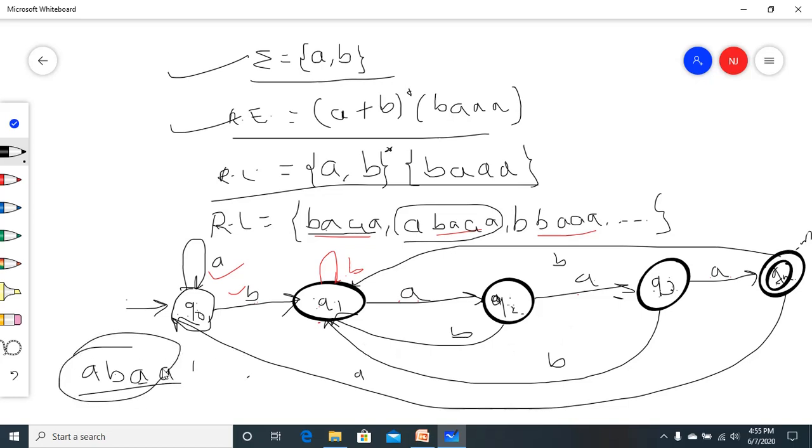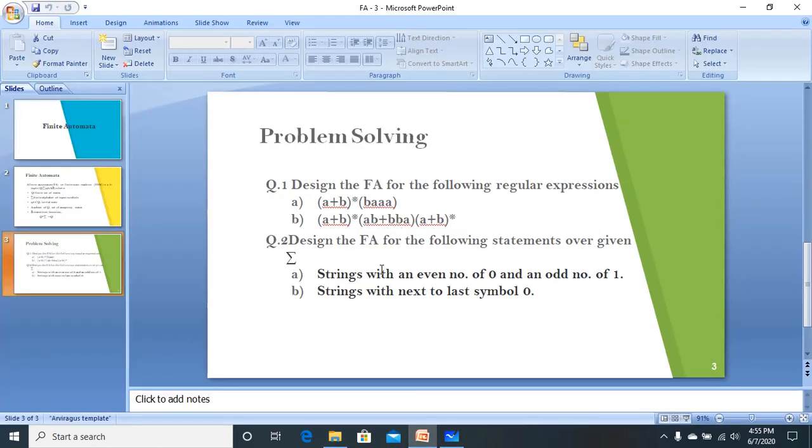Getting or not here? So this string is not part of this language, and it is our correct design. Okay, so this is the proper solution of our first example, the string ba. What is the example? This example is the strings ending with b triple times a.